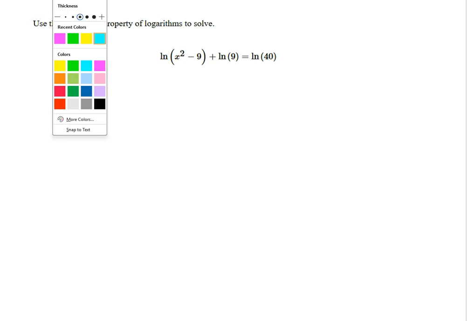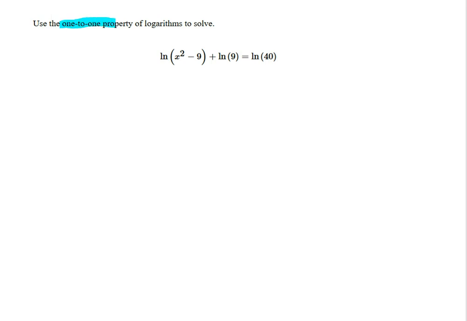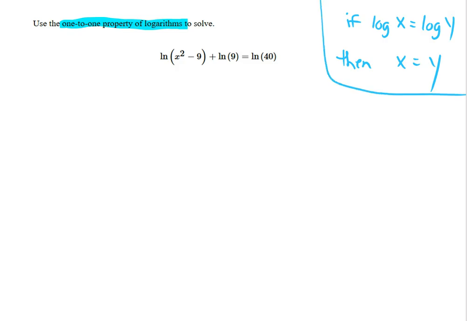Okay, when they talk about the one-to-one property of logarithms, that's where it says if the log of x equals the log of y, then x equals y. You just drop the logs off.